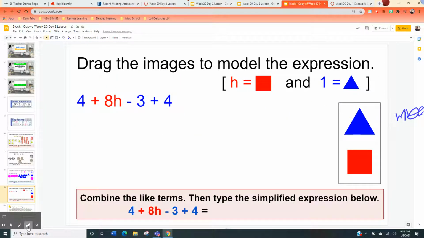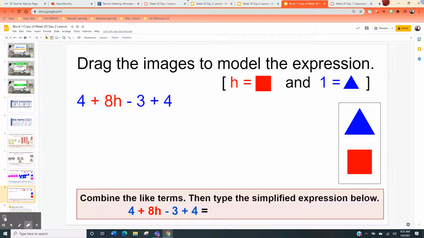You guys are going to do this one on your own. You are going to model it, so drag over your pictures, and then I want you to do your simplified expression. I want to see it on your screen, but if you need to do a little bit of other work on a piece of paper or something before, so that you are doing it correctly on the screen, then go ahead and do that. Use the resources that you need.